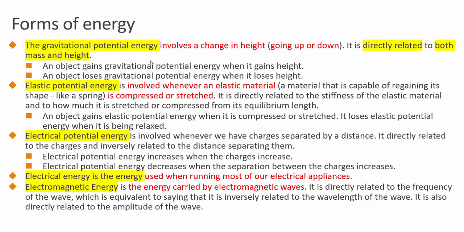Gravitational potential energy is involved whenever there is a change in height, going up or down. It is directly related to both the mass and the height. So an object gains gravitational potential energy when it gains height. It loses gravitational potential energy when it loses height.